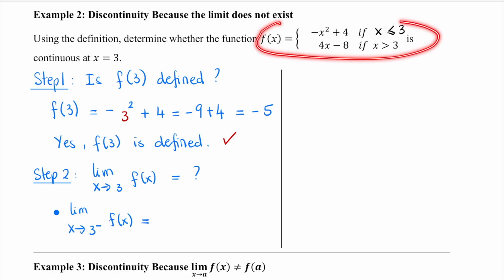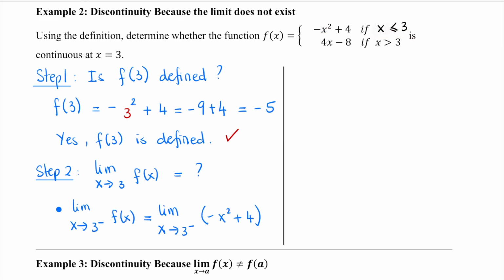This is the function f of x. We will pick this formula because x is less than 3. This is a polynomial. To find the limit when x approaches 3, I simply substitute x with 3. Negative 3 squared is negative 9, plus 4 is negative 5. The left-hand limit of f of x equals negative 5. Now, let's find the right-hand limit.